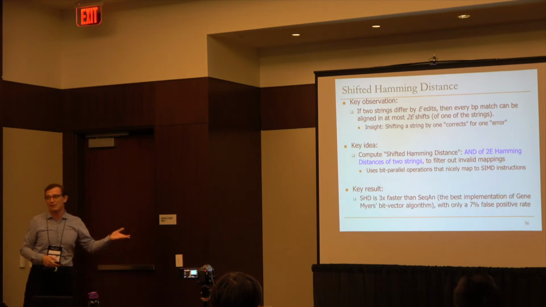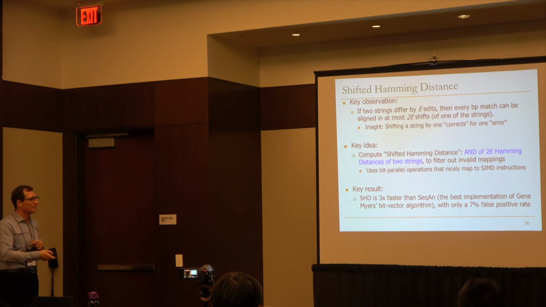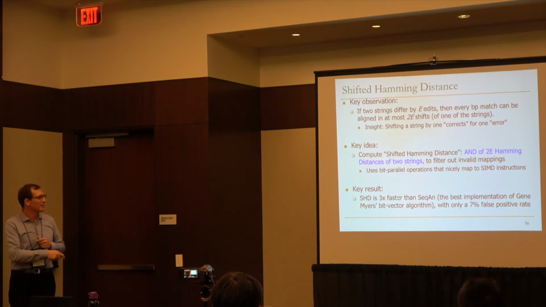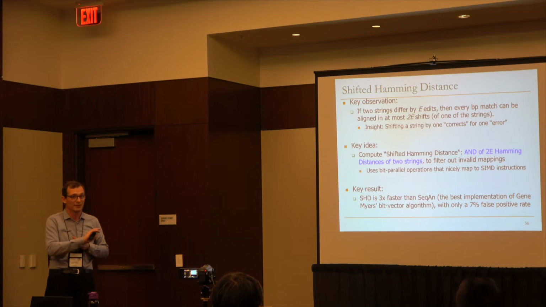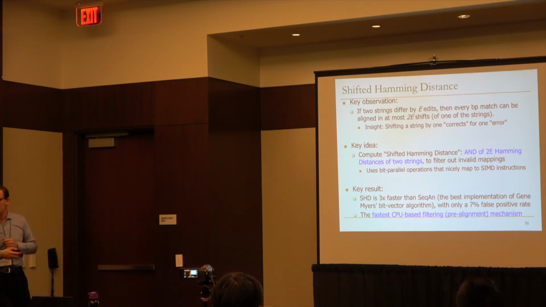So the key result that we have over here is you can get a 3x speed up compared to the best implementation, which was from Gene Myers. He had a bit vector algorithm with a very small false positive rate. So this is a filter again. You're not doing alignment completely. We're filtering invalid mappings. And this is the fastest CPU-based pre-alignment mechanism that we know of still.